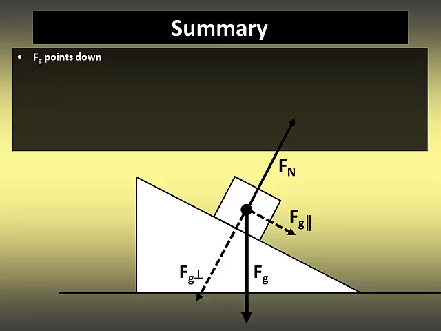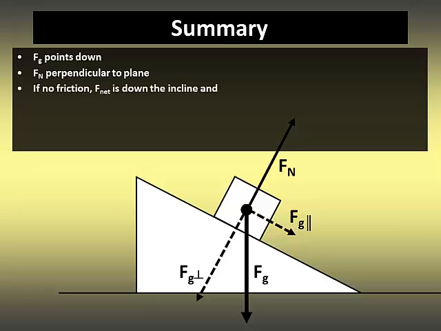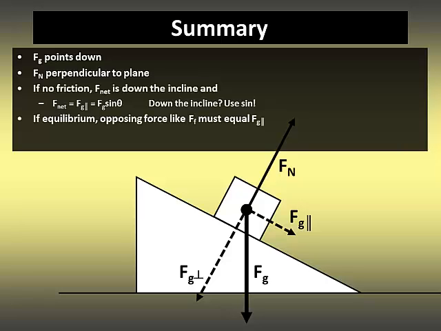So, summary, Fg points down. The normal force is perpendicular to the plane. If there's no friction, the F net is equal to the Fg parallel, which is down the incline. So it's equal to Fg sine theta. So you can remember that, down the incline, use sine. Incline sine, like a road sign. If there's equilibrium, if you're not moving, the opposing force, like force of friction, must be equal to Fg parallel. So if there's friction, we know how to calculate it.